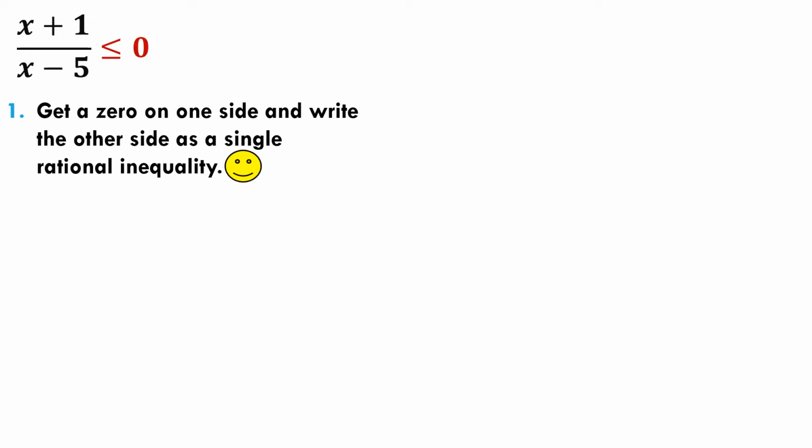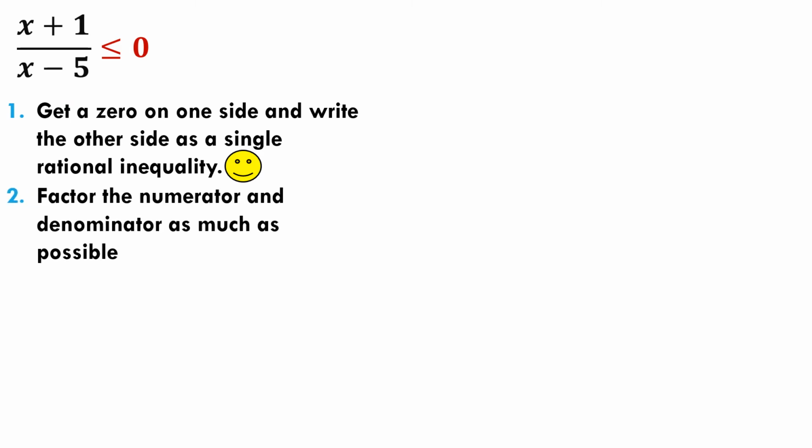So, dito pa lang sa first step natin, check na tayo kasi 0 na yung isang side. Okay, dito, 0 na siya. At saka dito naman, okay, naka-express na siya as a single rational inequality. Okay, isa lang siya, parang isang fraction lang siya. Number 2, factor the numerator and denominator as much as possible. So, as you can see, ang numerator, hindi na natin siya mapa-factor pa. Okay, simplified na yan, as well as sa denominator. So, it's a happy face here.